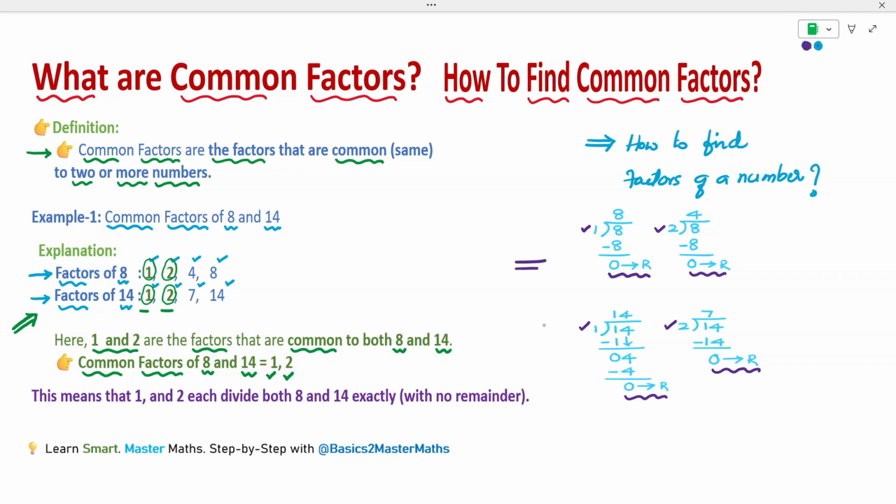It means that 1 and 2 each divide both 8 and 14 exactly. Got it?